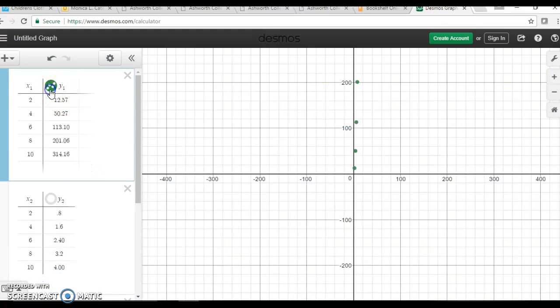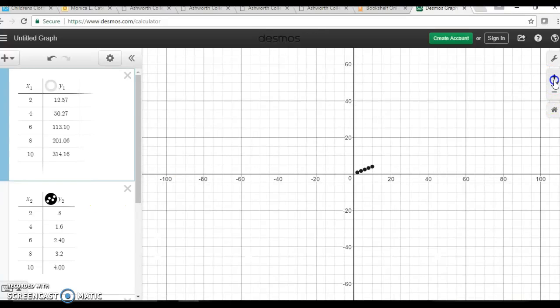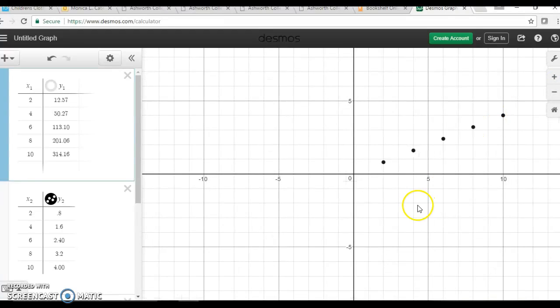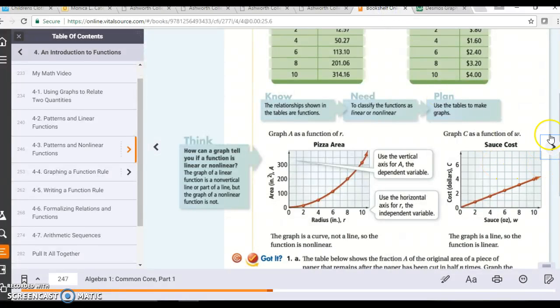Now let's look at the second one. Let me turn this graph back off. Let me plug in here. And let me zoom in this time. If I look at that, that looks like it would be a straight line. So because that's a straight line, that one is linear. Alright, so let's look at the guided number 1 now.